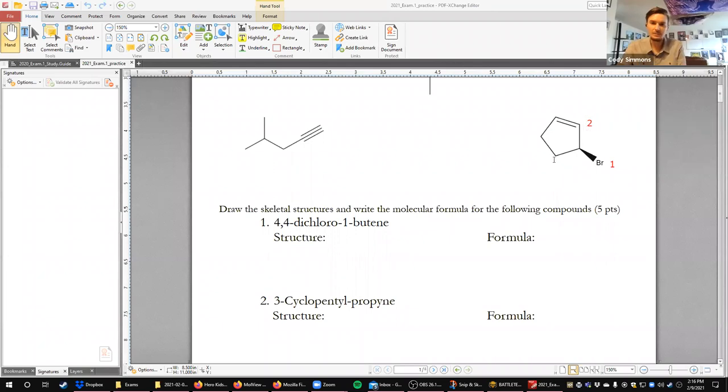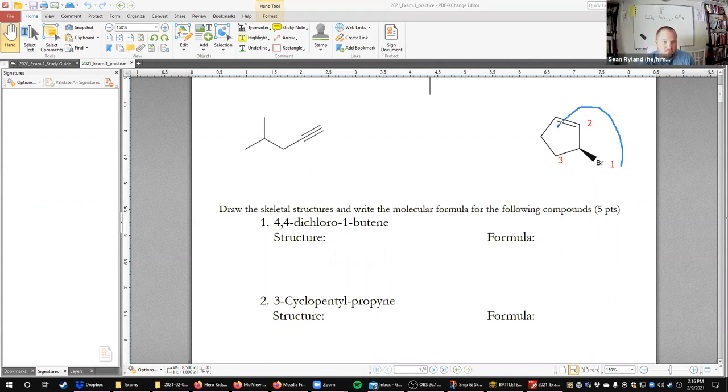Would that be R? So when you name 1, 2, 3, counterclockwise, right? The hydrogen's already into the board away from us. So counterclockwise would be S. That's a bit of a throwback, right? Just remember R is right and S is for sinister, like those lefties.